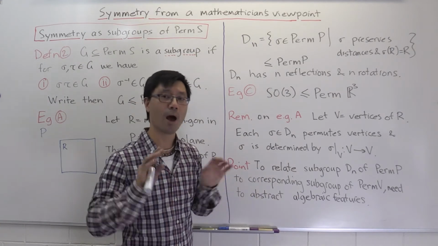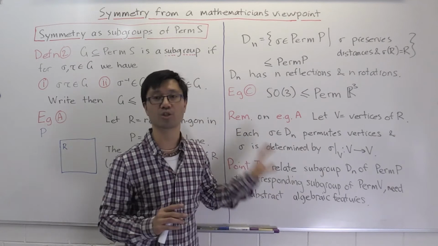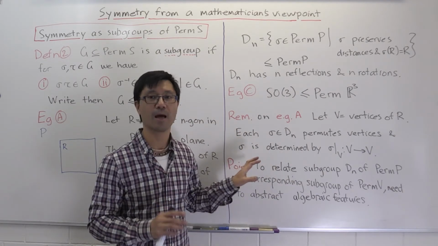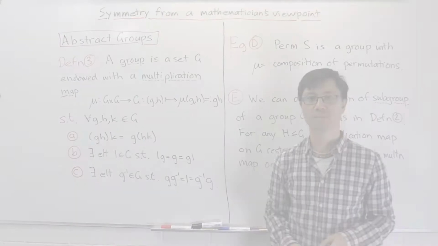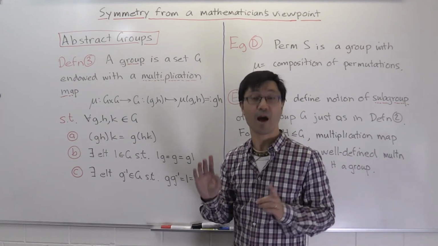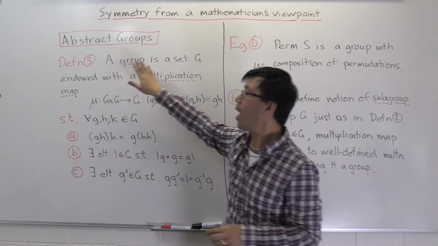The key point is that to do that, we're going to need to be a little bit more abstract. We need to abstract the algebraic features of what's going on in this setup, and that will lead us to the notion of an abstract group. So finally, we can now give our abstract definition of a group. Okay, so what is a group?